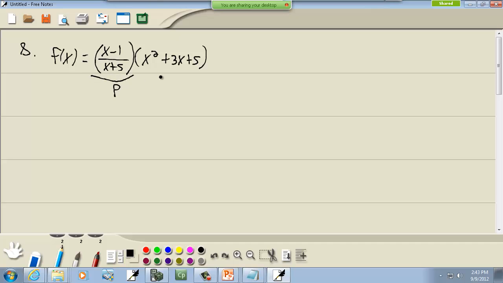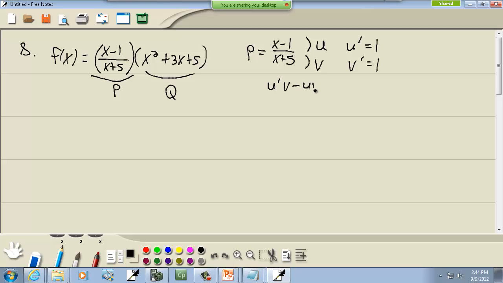So we have something times something else. So we need to find p prime and q prime. So over here, p is equal to x minus 1 over x plus 5. Now, to find this, we have to use a quotient rule. And I'll use different variables. What will I use? U and v. So I'll say that's u, and that's v. So u prime would equal 1. V prime would equal 1. So our quotient rule is u prime v minus u v prime over v squared.